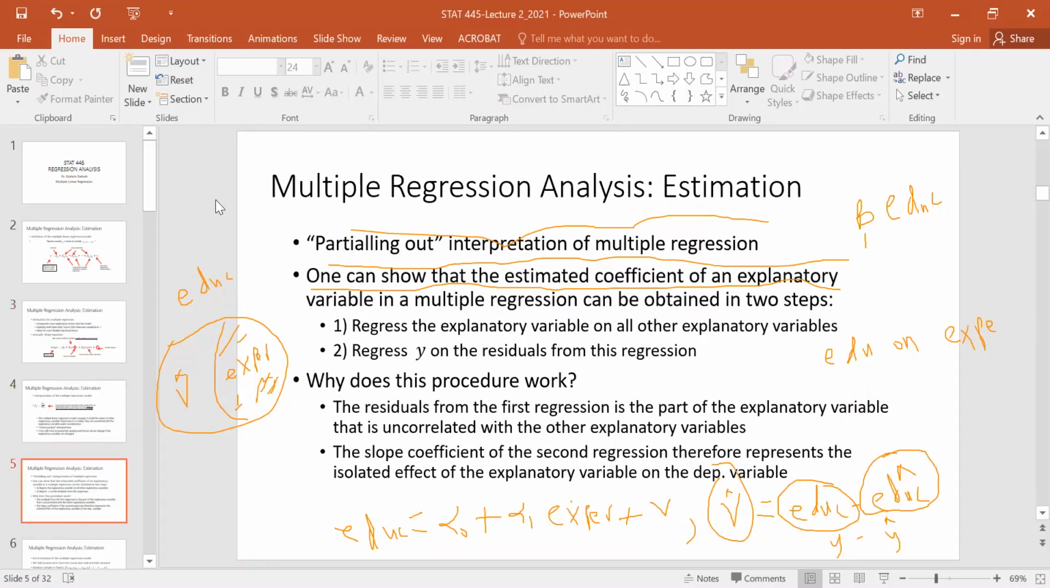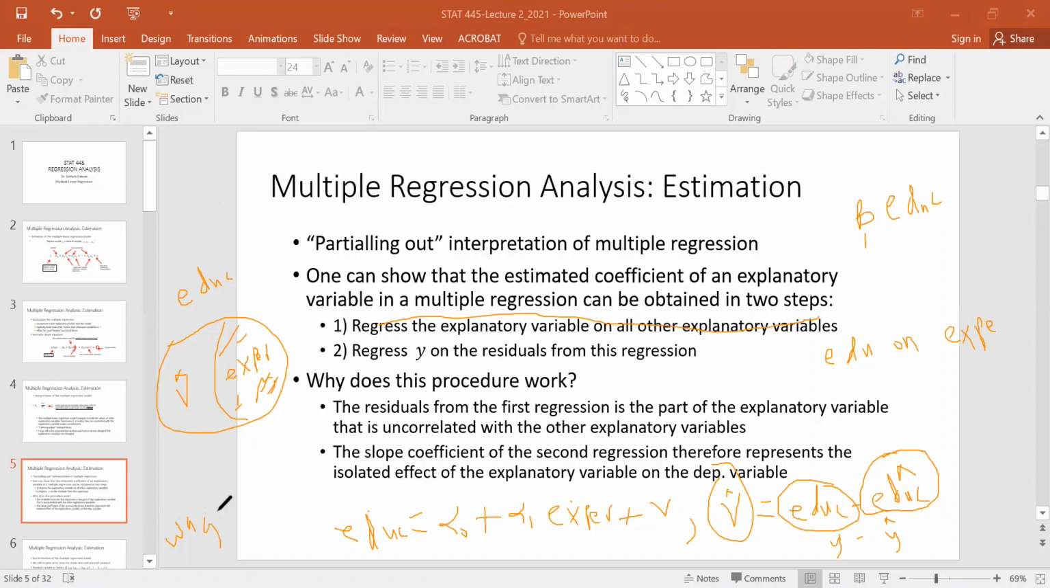Okay. If it's not too clear, we'll talk about it. But read this slide slowly and think about what we are saying. Okay. So 2 steps. Regress the explanatory variable on all other explanatory variables. So regress education on other explanatory variables in the model. Collect the residuals. Now regress y on the residuals. So I'm going to regress now wage. Remember, wage was not part of the first stage. The first stage only regresses the explanatory variable. Think about it. Play this video again. Slow down. Think about it deeply.